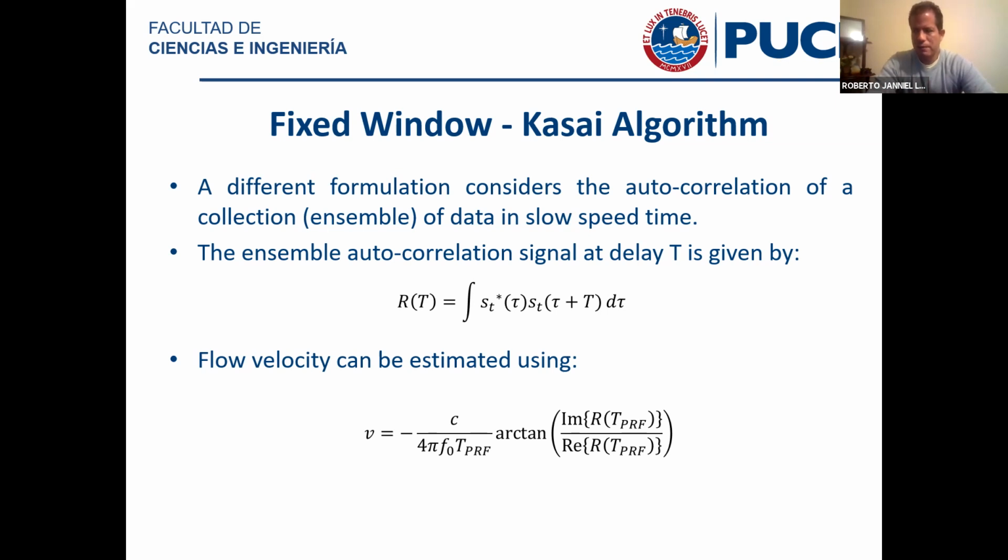Kasai's algorithm, named after the people that developed it, where the first author, as you would imagine, had the last name Kasai, a fellow from Japan: the flow velocity can be estimated as minus c divided by 4 pi f naught T_PRF, multiplied by the arctangent of the imaginary part of that autocorrelation divided by the real part of the autocorrelation.